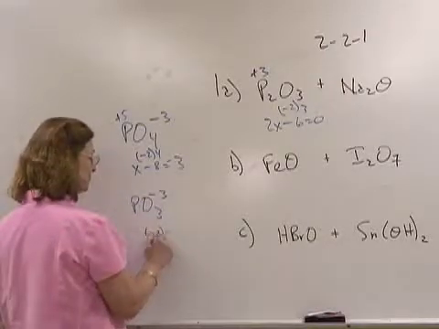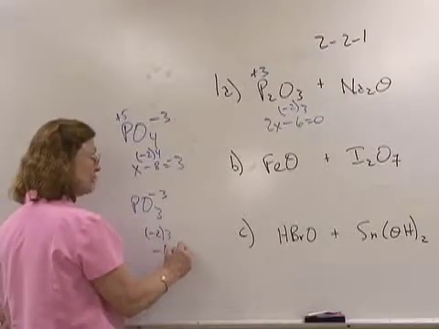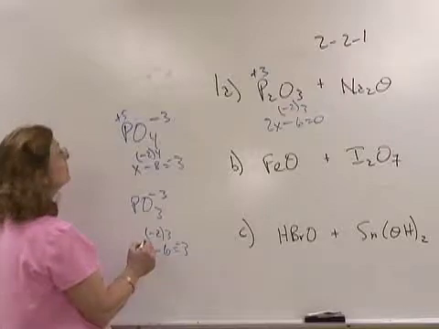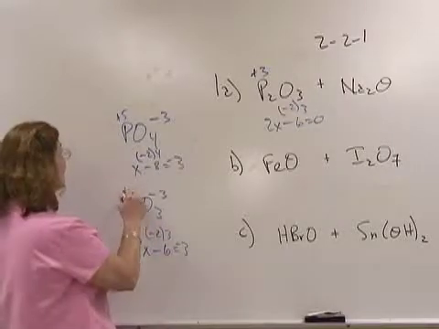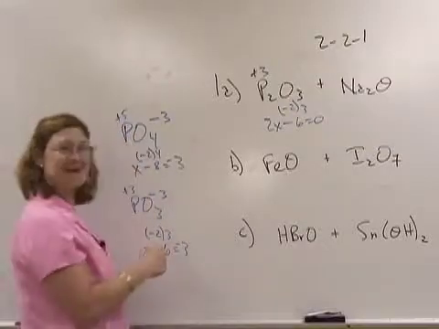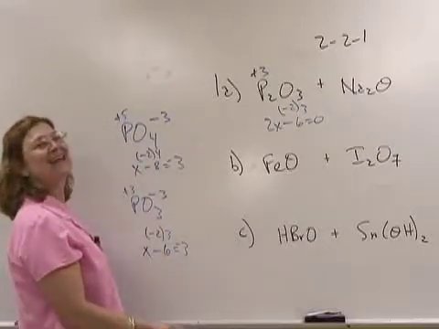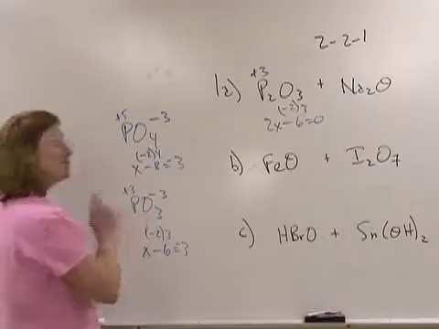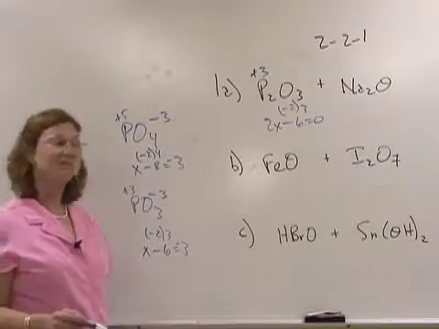Oxygen is -2 times 3 is -6. This whole polyatomic ion is -3. So in this case, phosphorus is +3. I get so freaked out I don't know which one I'm looking for. I thought it was this one, but it's not. It's this one. It's a good thing I looked. Good thing I did them both. You see, those things always work out. So phosphite is the one that I was looking for.